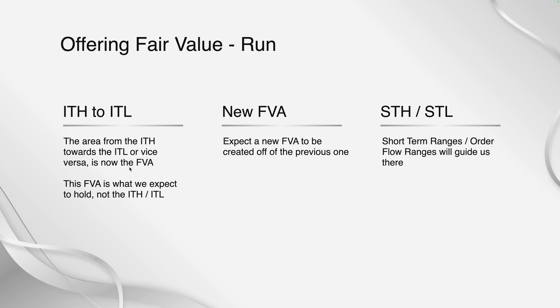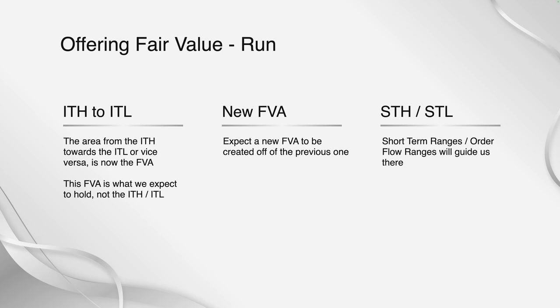So the example we just had on GBP US dollar, the intermediate term high towards the intermediate term low is actually the fair value area. So that is where we are going to offer fair value. So this fair value area is what we expect to hold, not the intermediate term high or intermediate term low. And what I mean by that is oftentimes people have it wrong about market structure, in a sense that it's not necessarily wrong, but if we expect an intermediate term high or intermediate term low to hold, we expect the fair value area to hold. So we expect us to offer fair value to then continue higher.